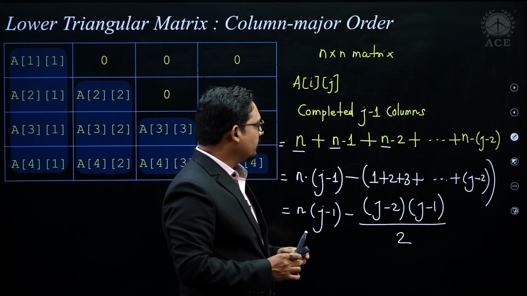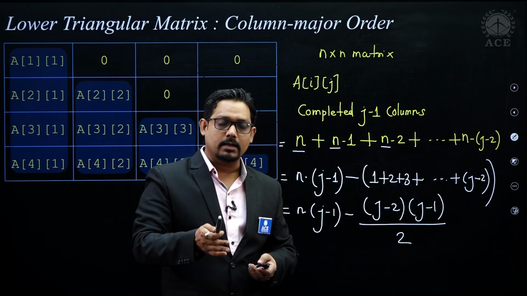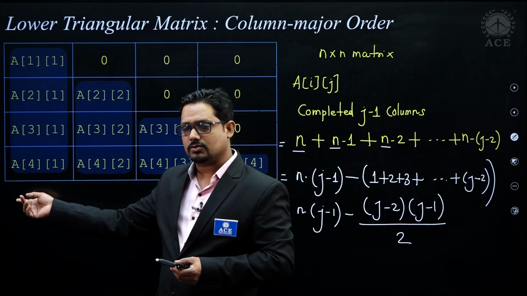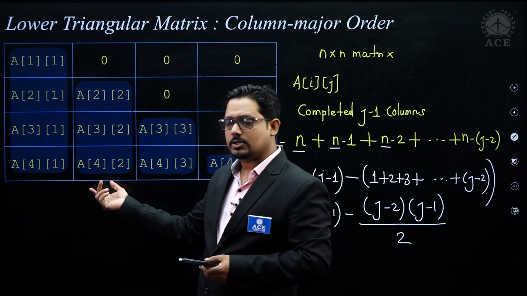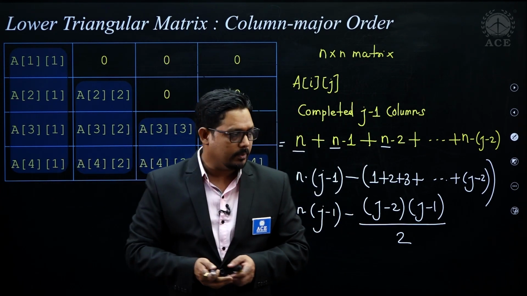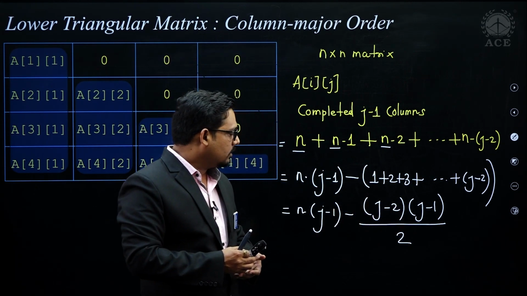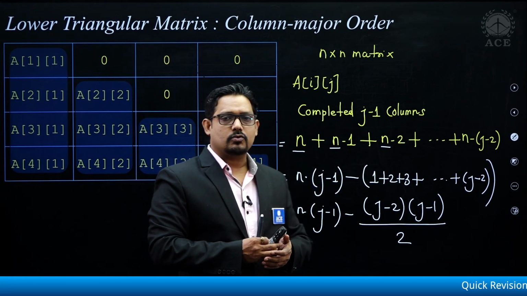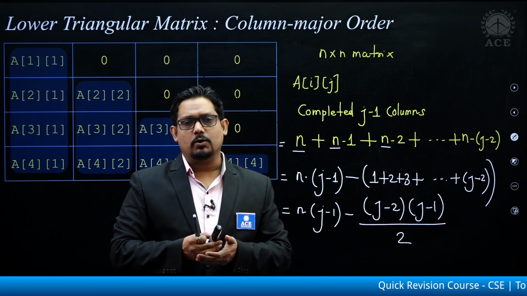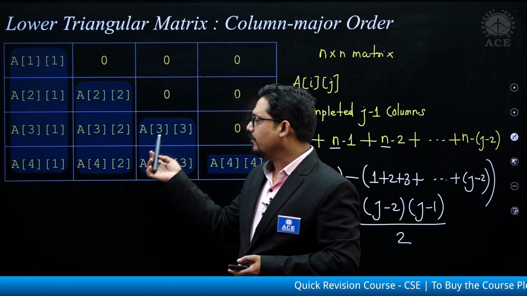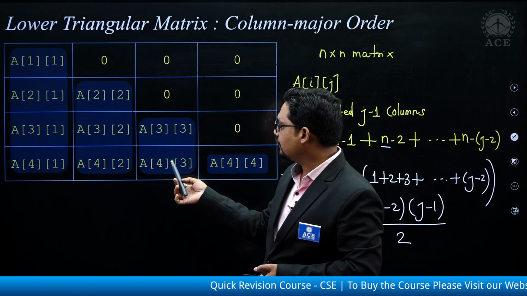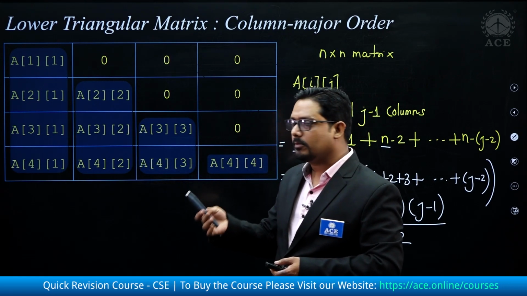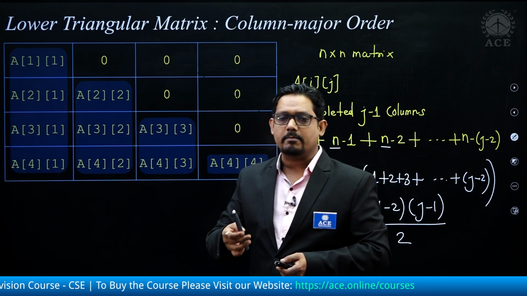This is the total number of elements completed up to the j minus 1 column, starting from the first, which consists of n elements, the second which has n minus 1 elements, the third which has n minus 2 elements, and so on up to j minus 1. In the previous problem, which I solved manually, we observed that before A33 there are no elements arranged, but before A43 there is only one element arranged, and that means the number of elements arranged in this case is i minus j.